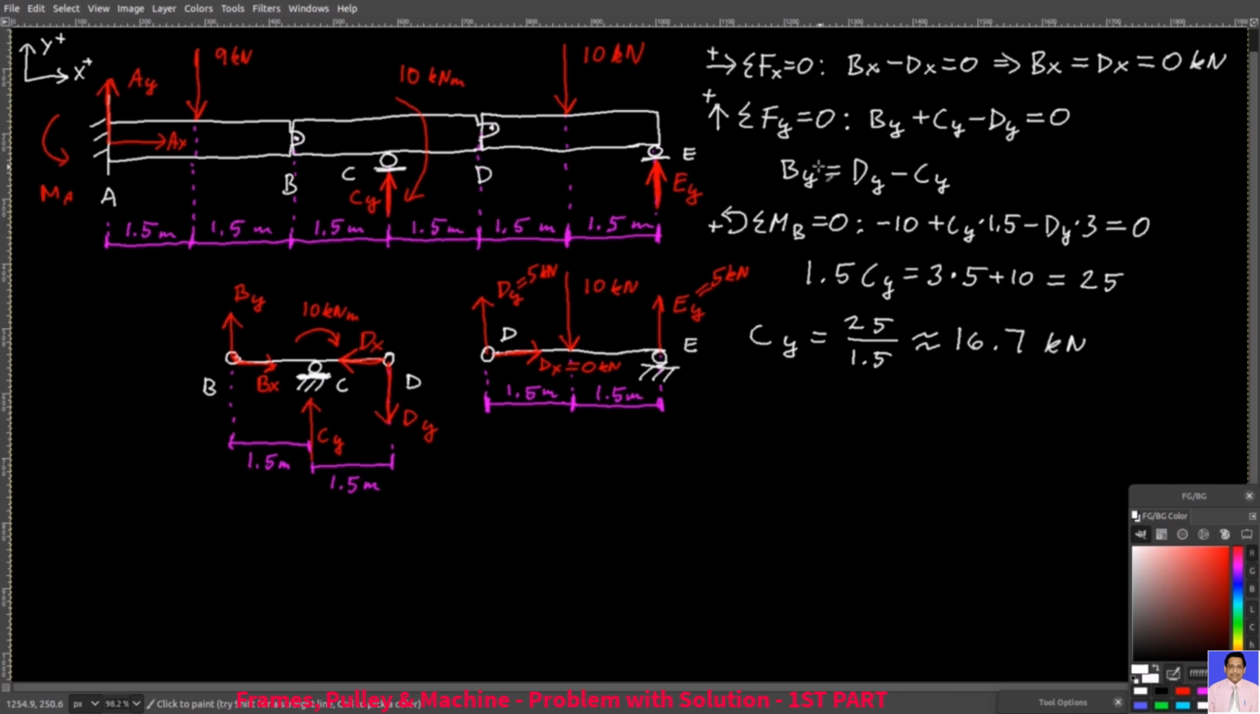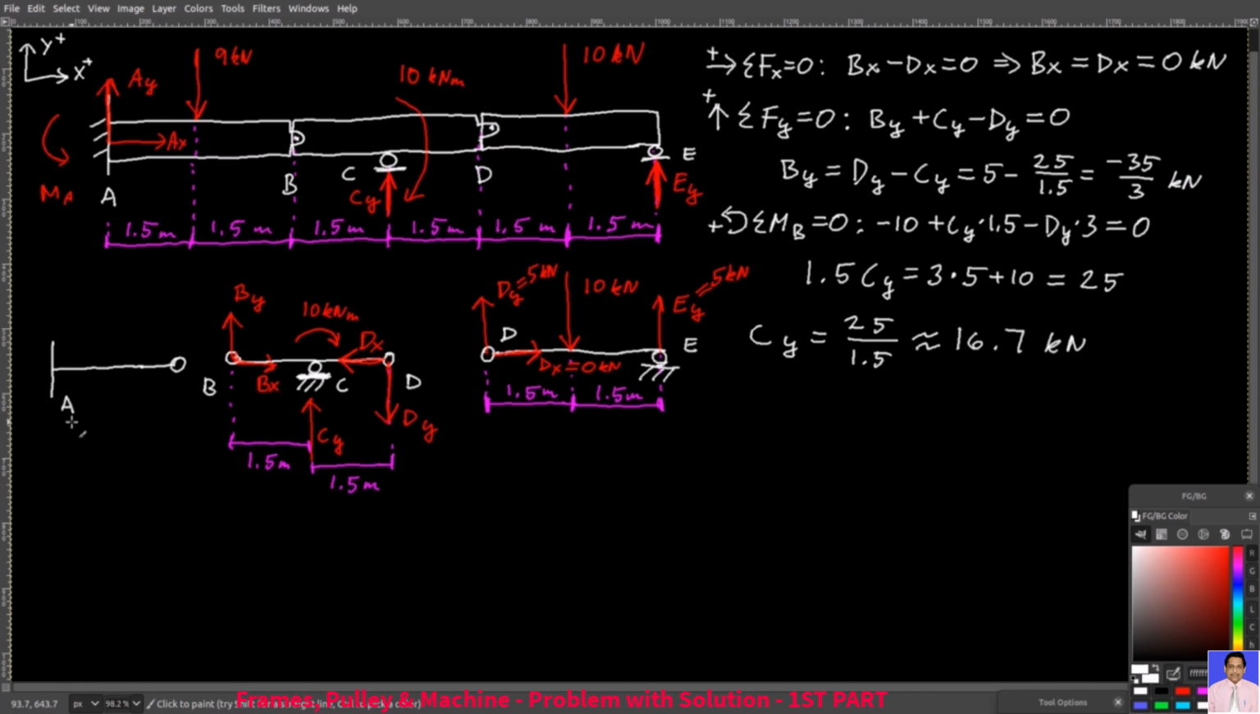And so now you can find your By, which is Dy minus Cy. So 5 minus 25 over 1.5, that's minus 35 over 3 kilonewtons. It's negative, so it means that in reality, By points down. And now, there are two ways how you can find the remaining reactions Ax, Ay, and Ma.